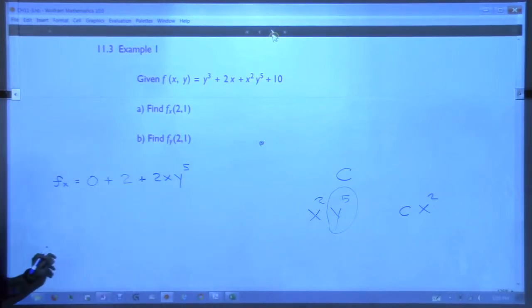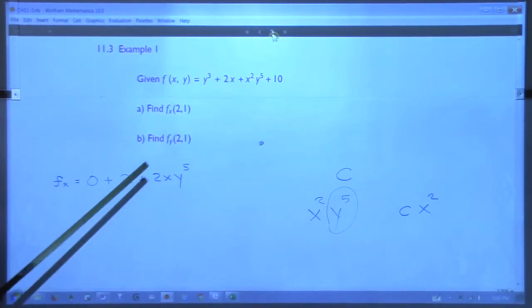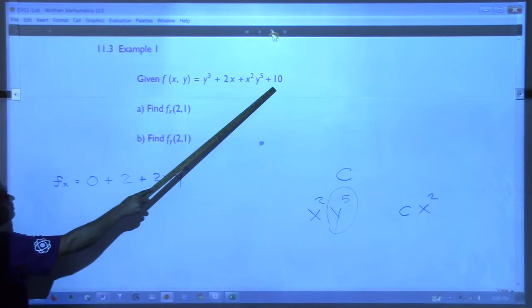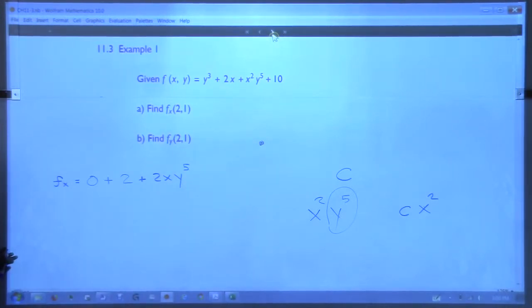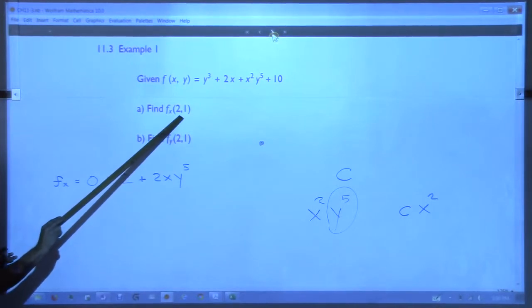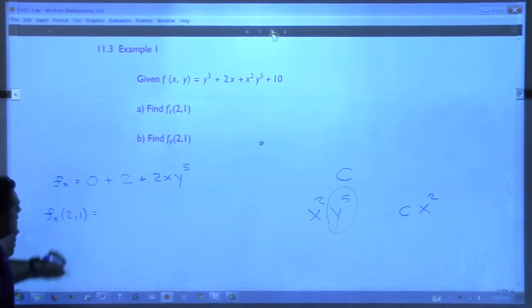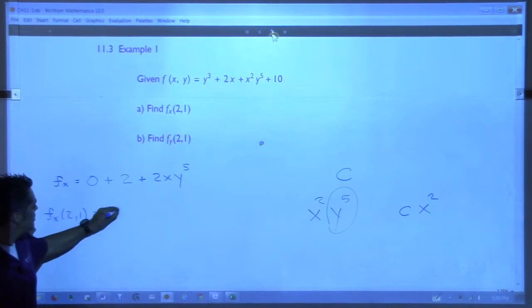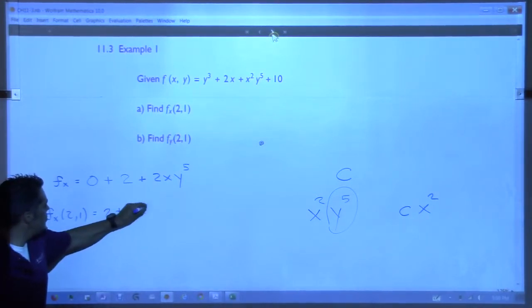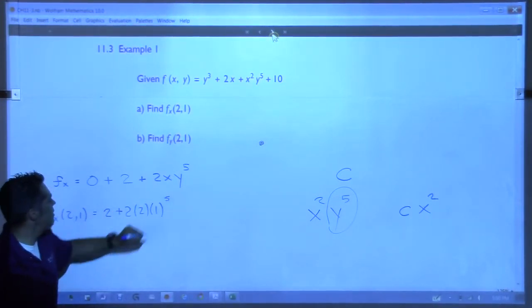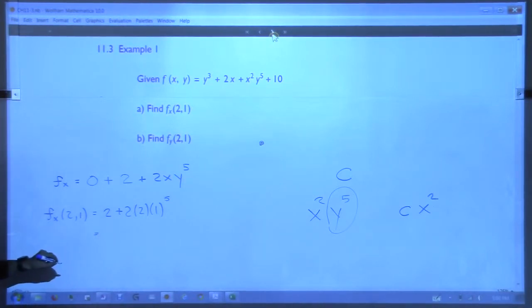Everyone, does that make sense? And then what about the last piece here? 0. Okay, so now this is the partial derivative of f with respect to x, but we wanted to know the value of it at 2, 1. So the partial derivative of f with respect to x at the point 2, 1 will be: replace the x with 2 and the y with 1. So you should get 2 plus 2 times 2 times 1 to the 5th, which is 6.